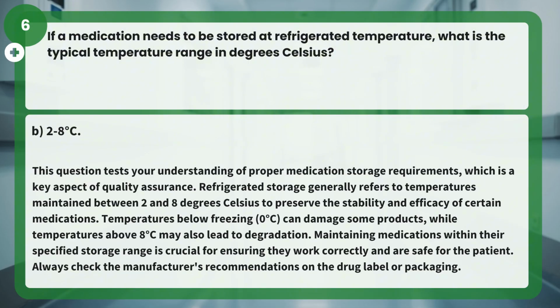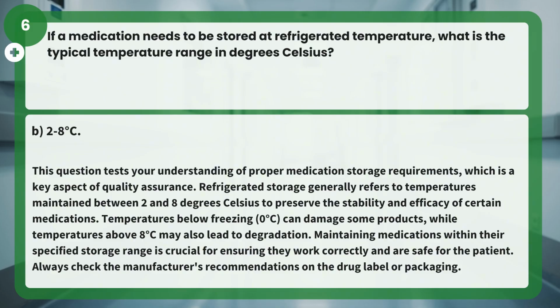Answer: B. 2 to 8 degrees Celsius. This question tests your understanding of proper medication storage requirements, which is a key aspect of quality assurance. Refrigerated storage generally refers to temperatures maintained between 2 and 8 degrees Celsius to preserve the stability and efficacy of certain medications.